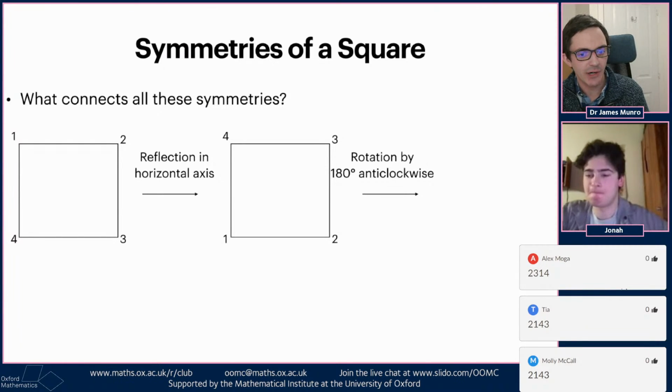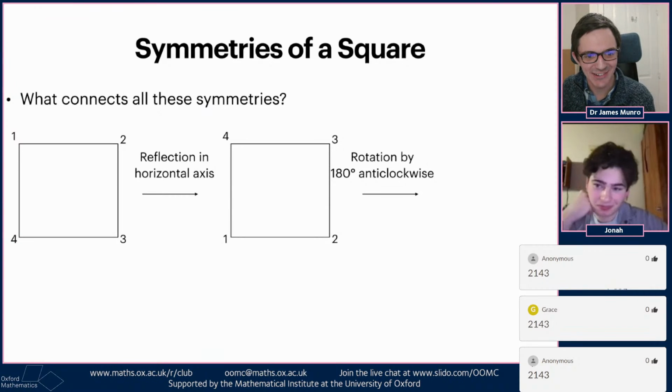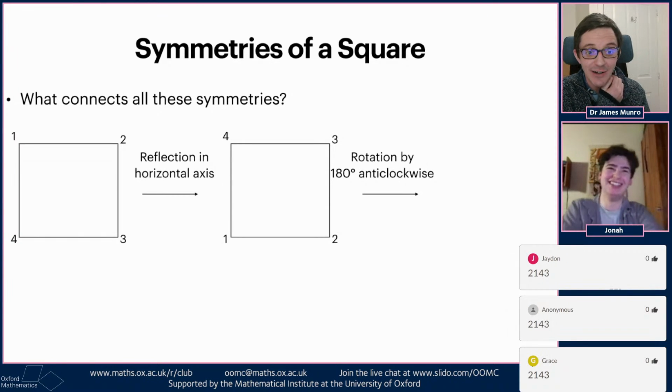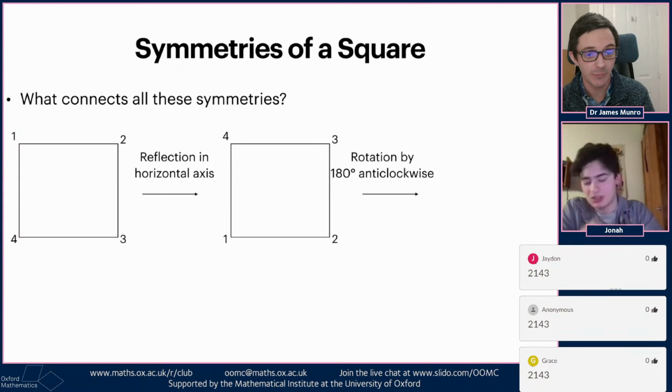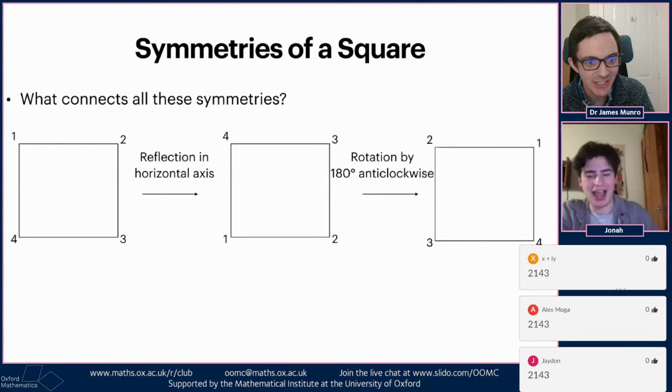Consensus in chat so far from Tia and Molly and Alfie and Emily, and some anonymous people, and Grace, and Jaden. I'm going to just shout out names for the rest of this stream. Consensus in chat so far from Alex and all the people I just said is, I think, 2143 for what's about to happen when you do this rotation.